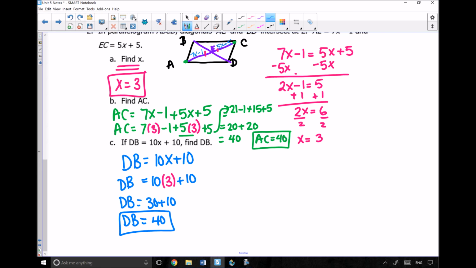Okay, so now it actually ends up being that my two diagonals are congruent to each other, which will result in a rectangle, but that's a property that you don't have to worry about right now.